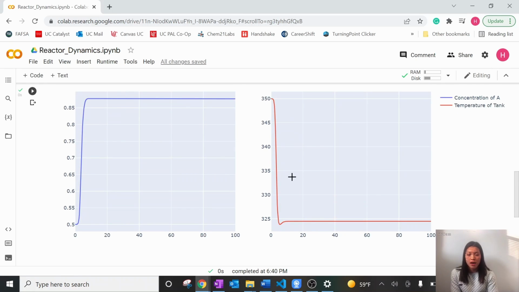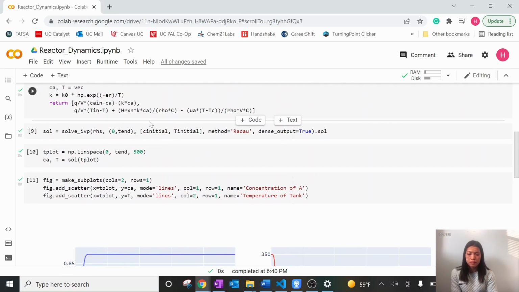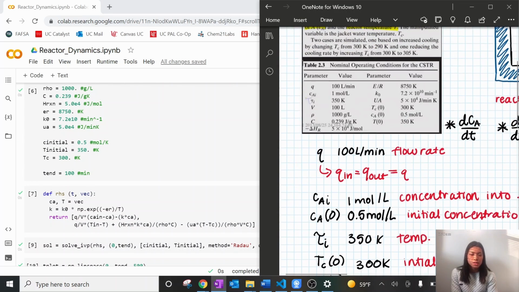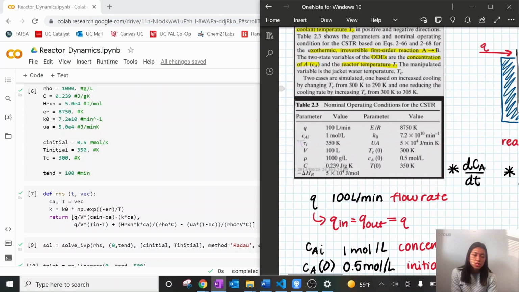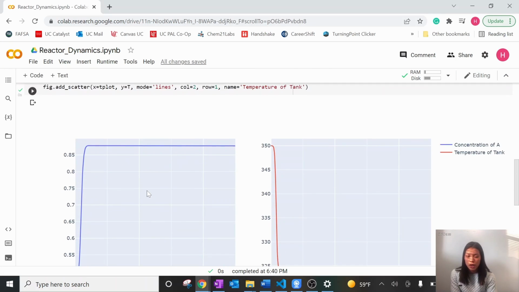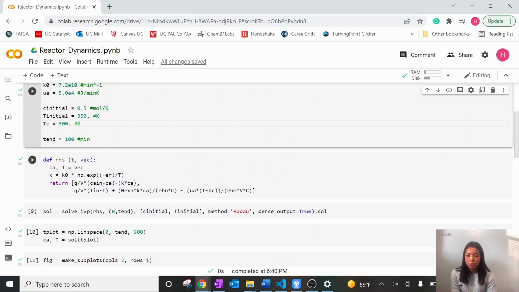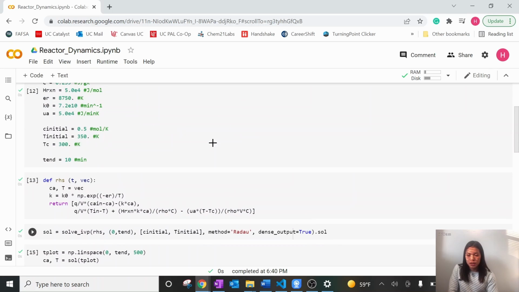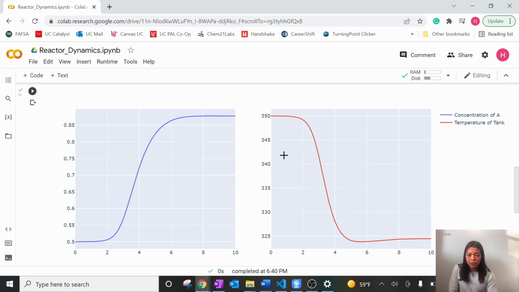And so now here we have our plots. If we take a look back at the initial problem that we were given, it wants us to have the simulations by changing the coolant temperature from 300 to 290 and then from 300 to 305. Right now it's at 300, and to condense our plots a little bit and almost zoom in, we're going to make the time just 10 minutes rather than 100 minutes. Okay, so now we can see the plot, and this is it at 300 degrees, or 300 Kelvin.